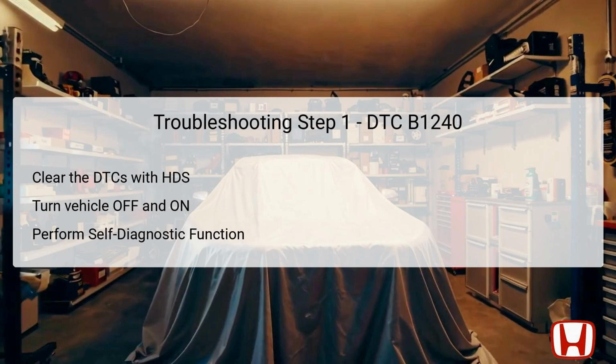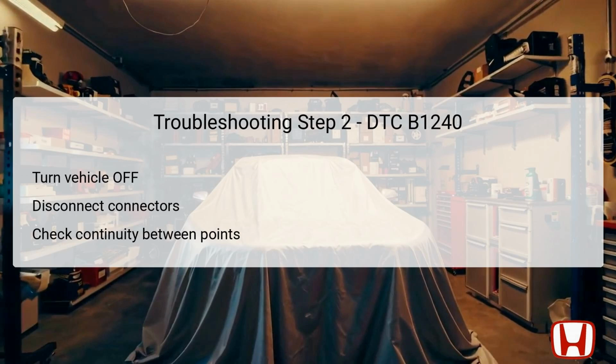Following this, it's important to run the self-diagnostic function, either through the HDS or via the climate control unit controls. This function will check for DTCs again, allowing a new set of data that can provide better insight into the status of the mode control motor circuit. If DTC B1240 is still present, further inspection is required.